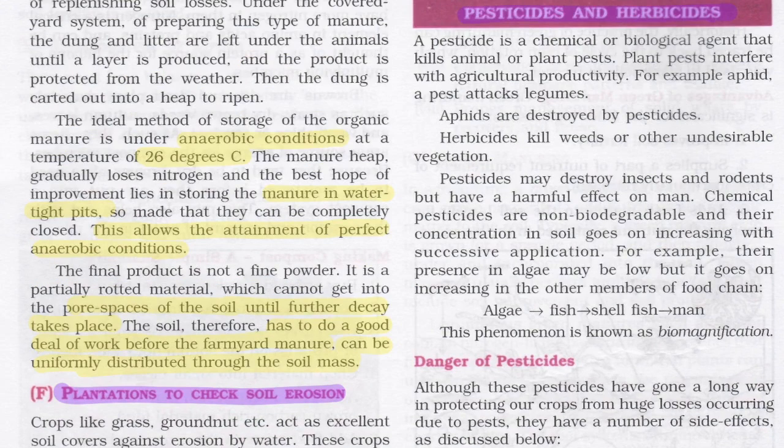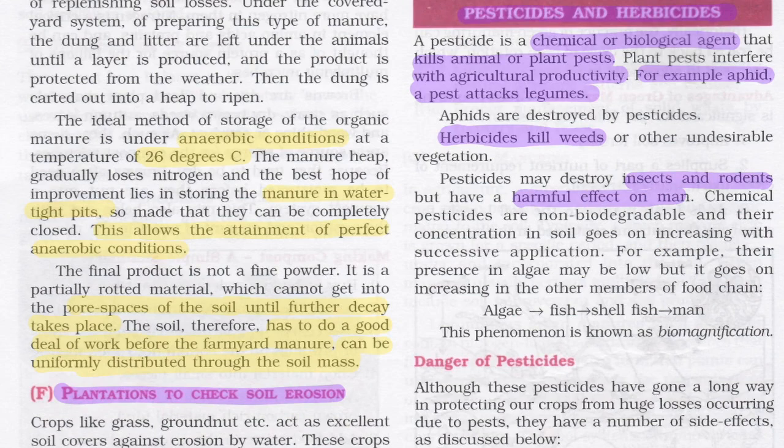Pesticides and herbicides. A pesticide is a chemical or biological agent that kills animal or plant pests. Plant pests interfere with agricultural productivity. For example, aphids, a pest, attack legumes. Aphids are destroyed by pesticides. Herbicides kill weeds, the unwanted plants growing along with the crops. Pesticides also destroy insects and rodents, but they have harmful effects on man also.